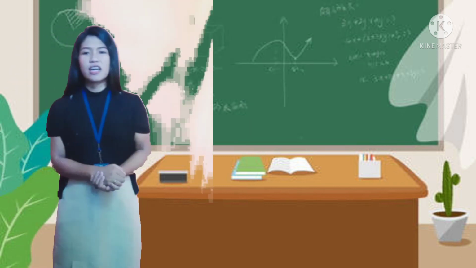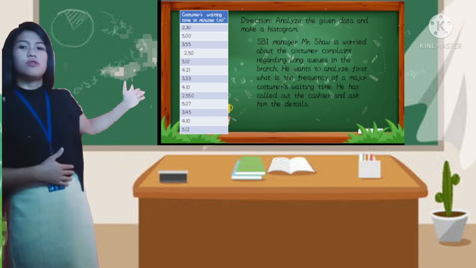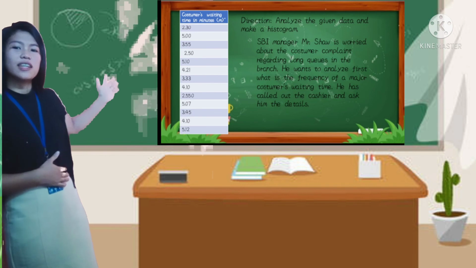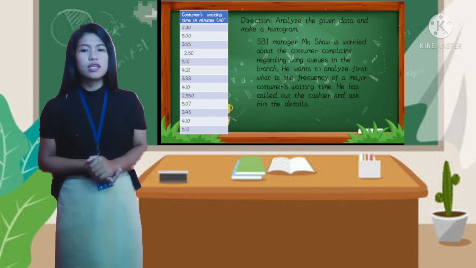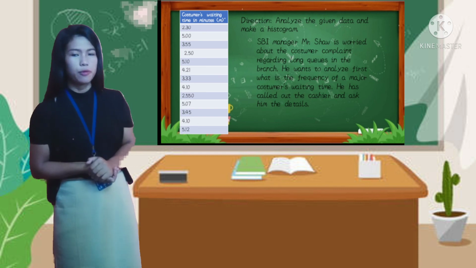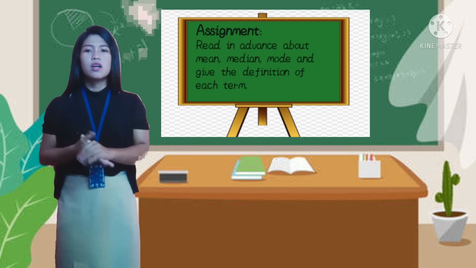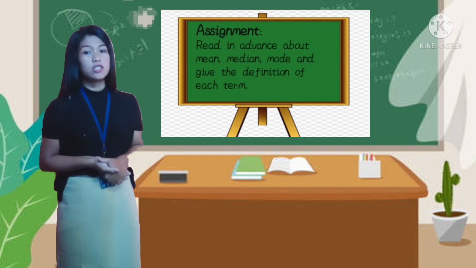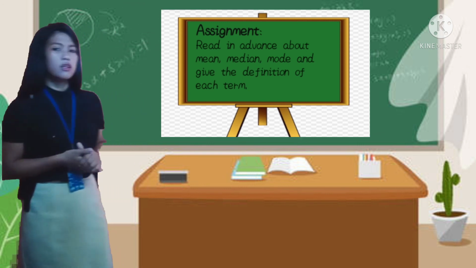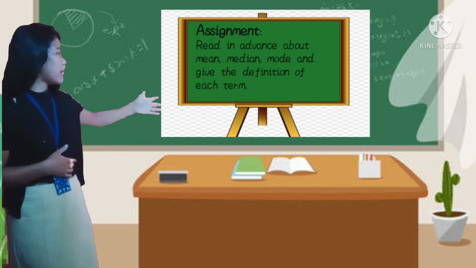So this time, analyze the given data and make a histogram. So these are the data. Okay. So what you're going to do is to answer the following. So I will give you an assignment. Read in advance about mean, median, and mode, and give the definition of each term. Okay, what is the meaning of the mean, the median, and the mode.